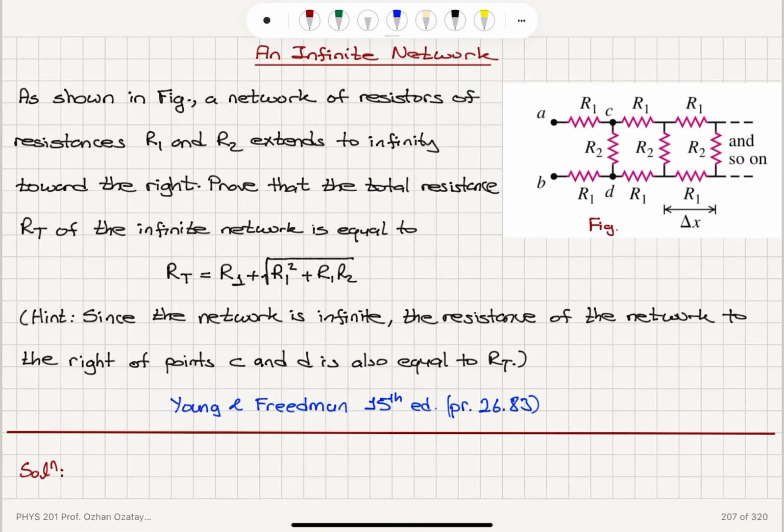An infinite network. As shown in the figure, a network of resistors of resistances R1 and R2 extends to infinity toward the right. Prove that the total resistance of the infinite network is equal to R1 plus the square root of R1 squared plus R1 R2. Since the network is infinite, the resistance of the network to the right of points C and D is equal to RT. Okay, so this is the hint we will use.